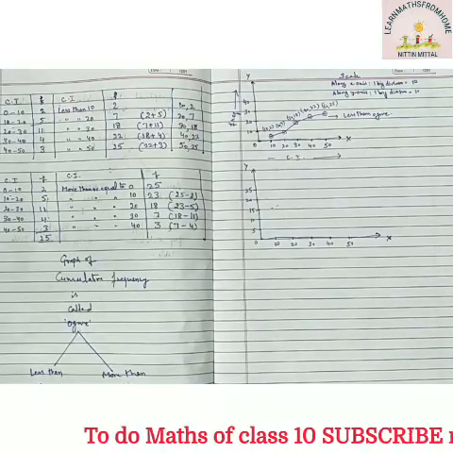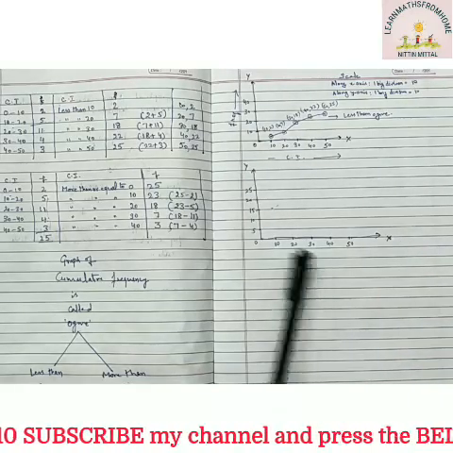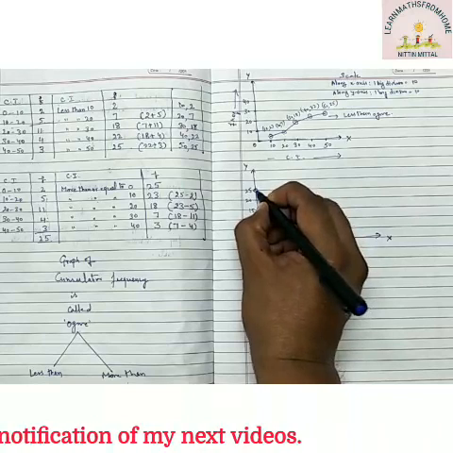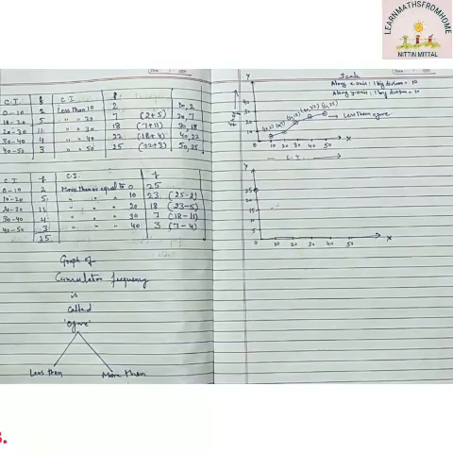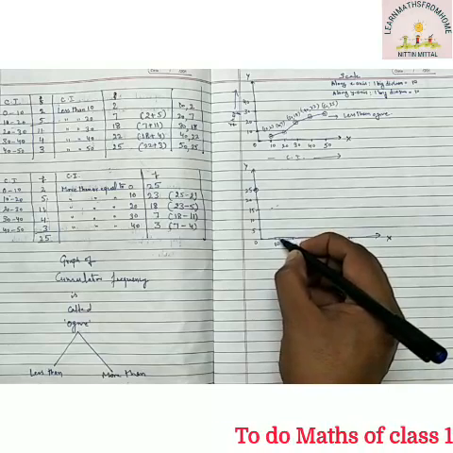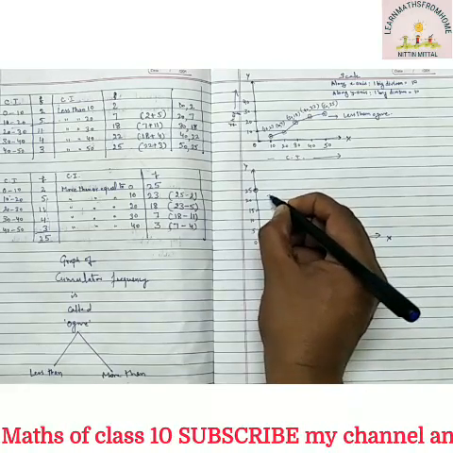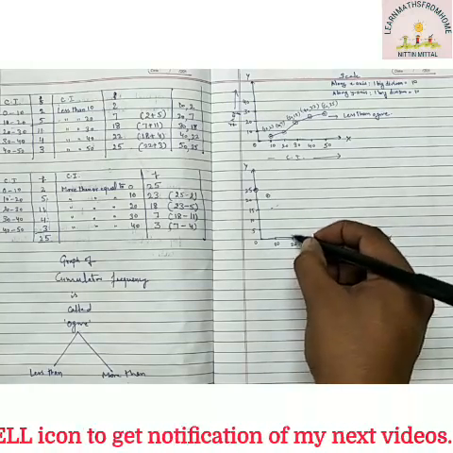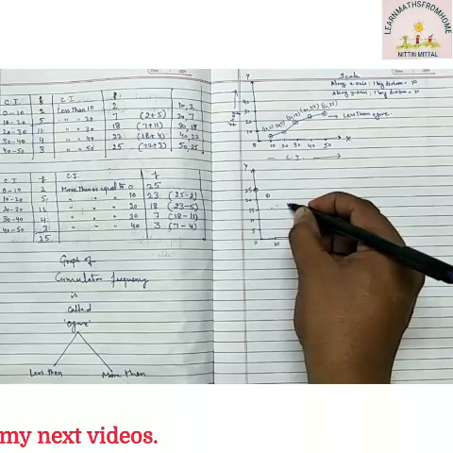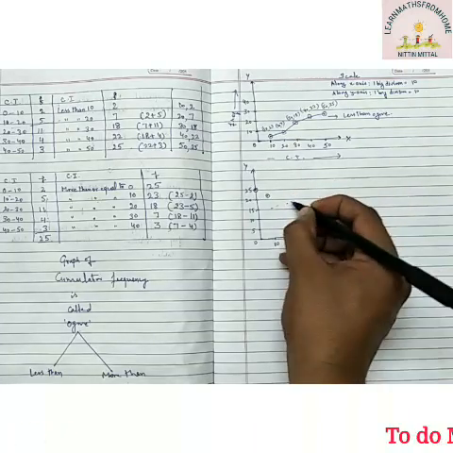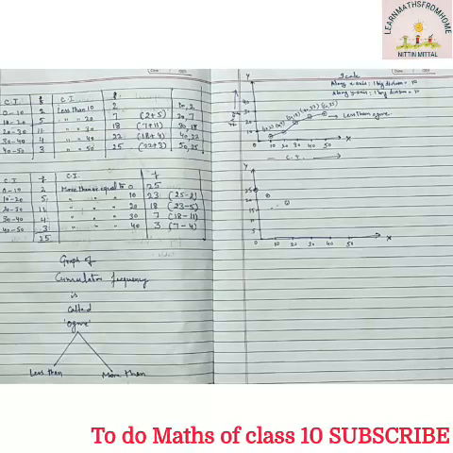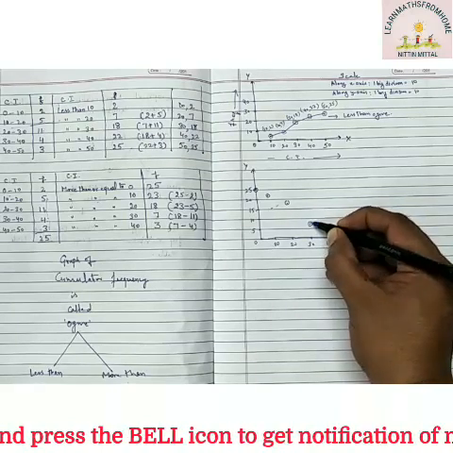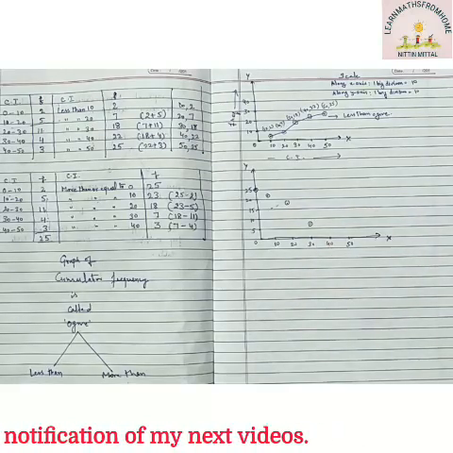Now what are the coordinate points that we have to represent on the graph? First point is 0, 25. So 0, 25 is this point. Next is 10, 23. So 10, 23 will roughly come here. Then 20, 18. So 20, 18 will come somewhere here. Then next is 30, 7. So 30, 7 will come here. Then 40, 3.